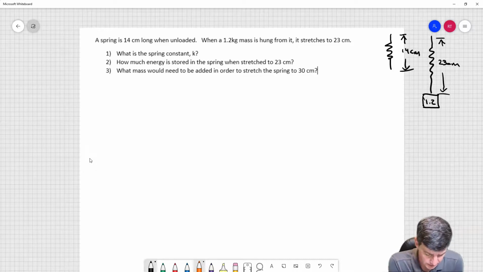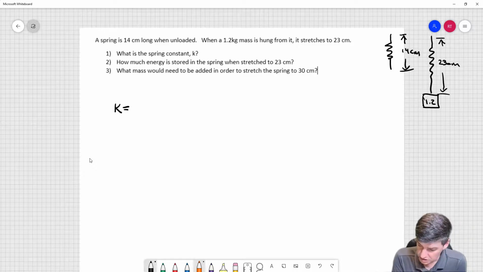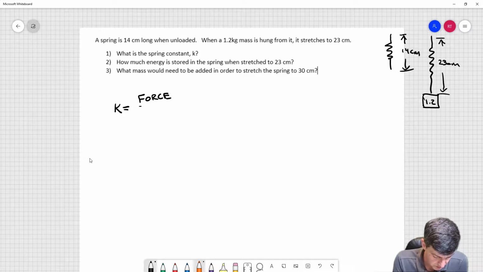What is the spring constant? How much energy is stored in it? And what mass would need to be added in order to stretch the spring to 30 centimeters? Okay, so the first thing we have to do is talk about K. K is equal to the spring constant, which is a measure of the force compared to the change in length.